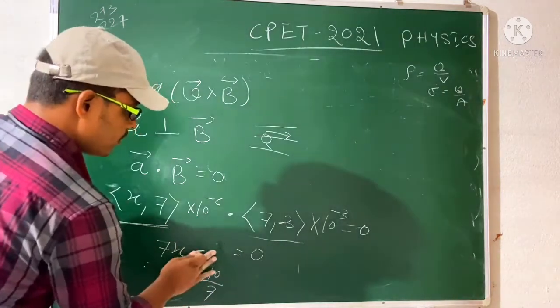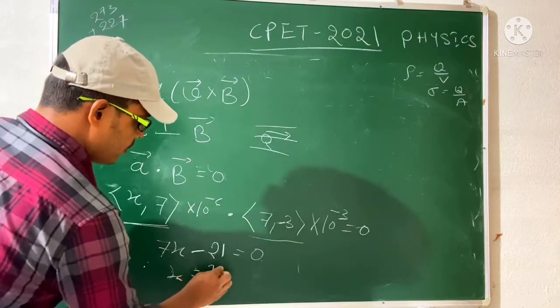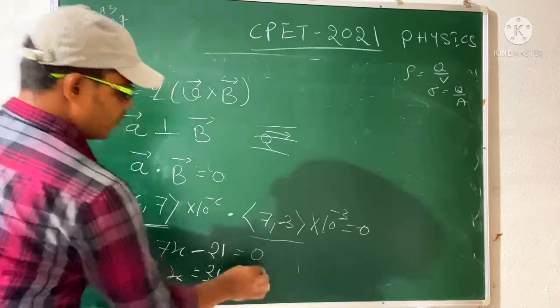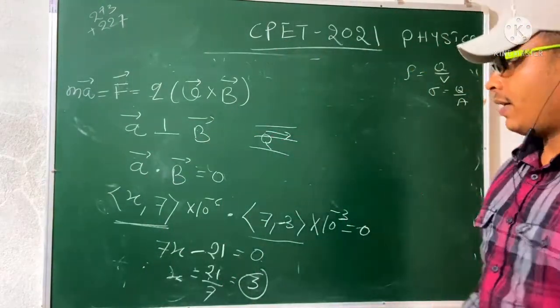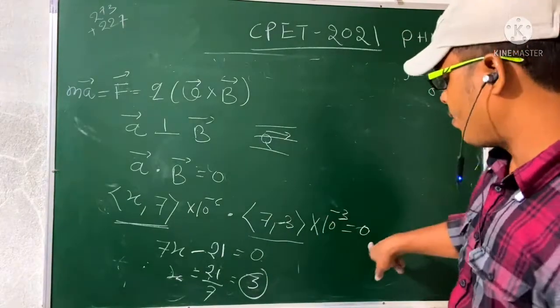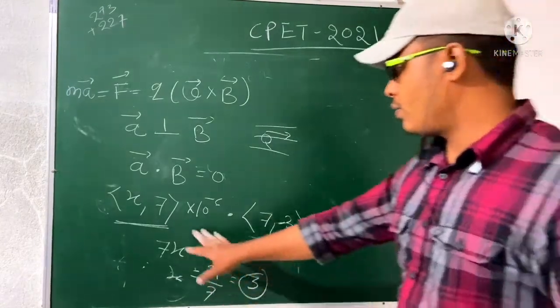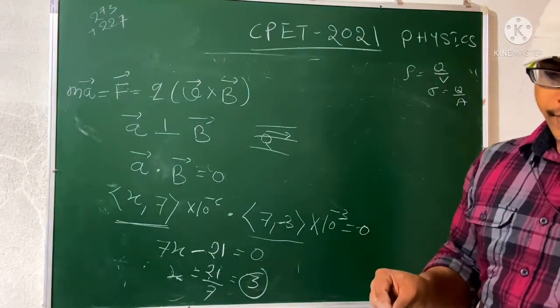7x minus 21, so x will be 21 by 7, so that will be 3. So what is the value of x? x is 3, so this is option A. You just do the dot product, 10 to the power -6 and 10 to the power -3, that will be the denominator, that will be 0. So you just do the dot product, so your x will be 3.